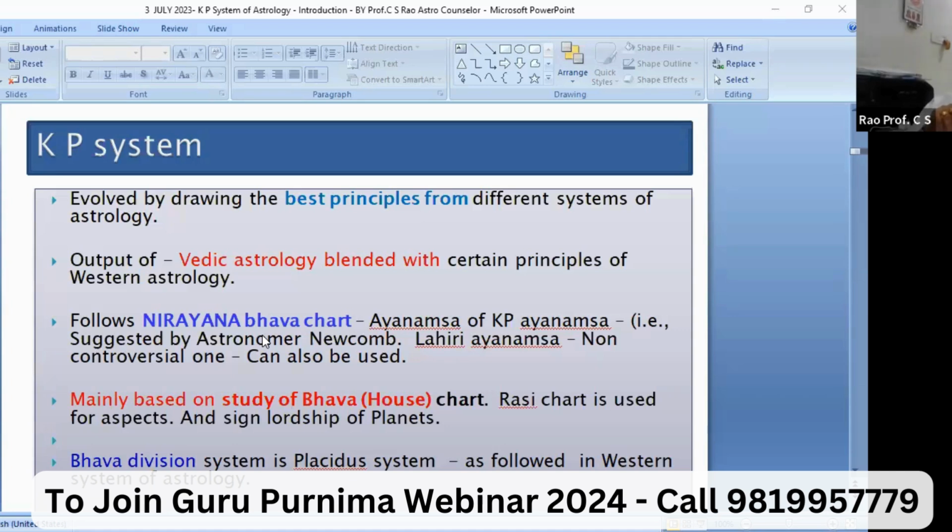We take the help of astronomy there, some astronomers. Lahiri ayanamsa is one point which Vedic astrology usually follows. And Lahiri ayanamsa is non-controversial all over the world today. So far, it is not disproved by any astronomer.